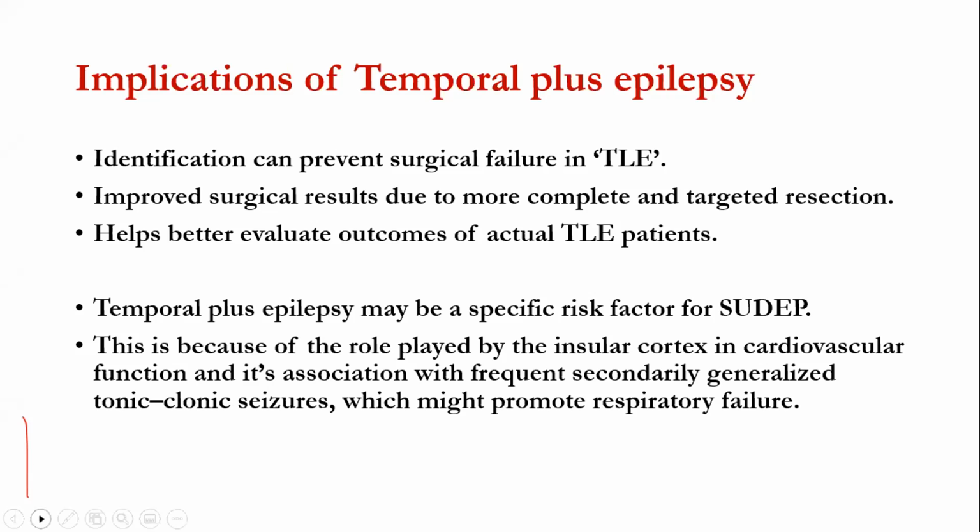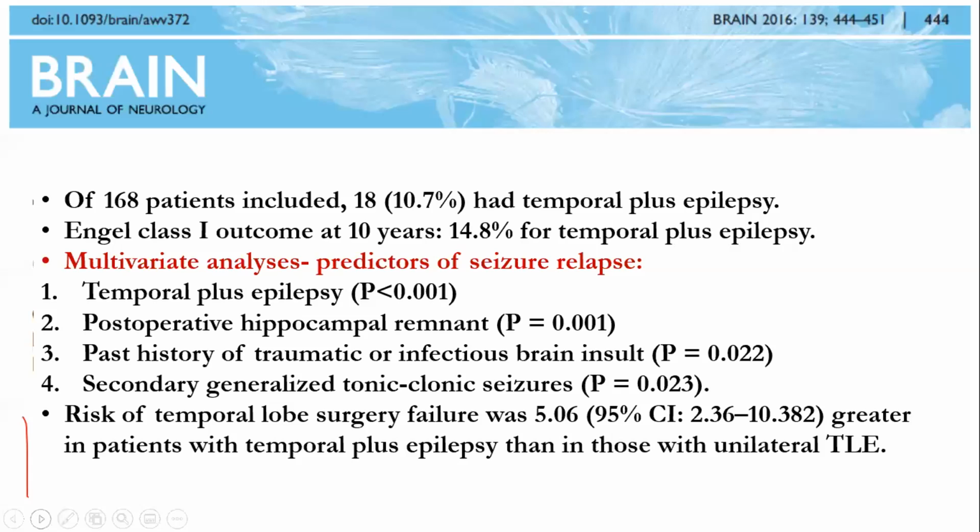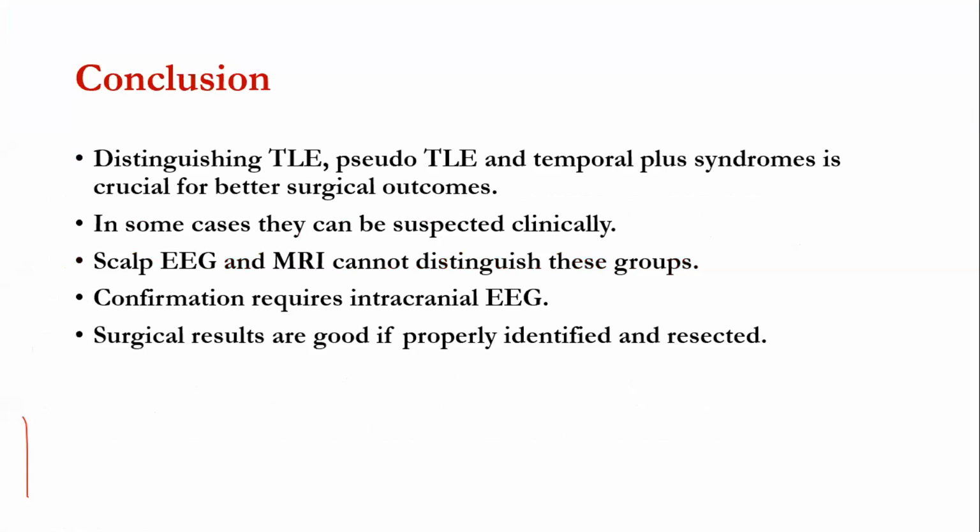This is a major study that showed that temporal plus epilepsy is one of the major reasons for surgical failure in patients with temporal lobe epilepsy. They had 168 patients, of which 10% turned out to have temporal plus epilepsy. And look at the outcome, just 14% class 1 outcome for these patients. When they looked at various causes of failure, which both the previous speakers had listed, one of the significant determinants was temporal plus. To conclude, you need to distinguish temporal lobe epilepsy, pseudotemporal lobe epilepsy, and temporal plus syndromes. This is very crucial for better surgical outcomes.